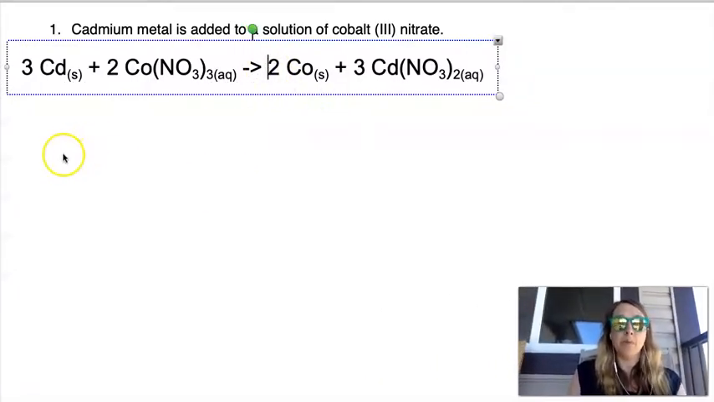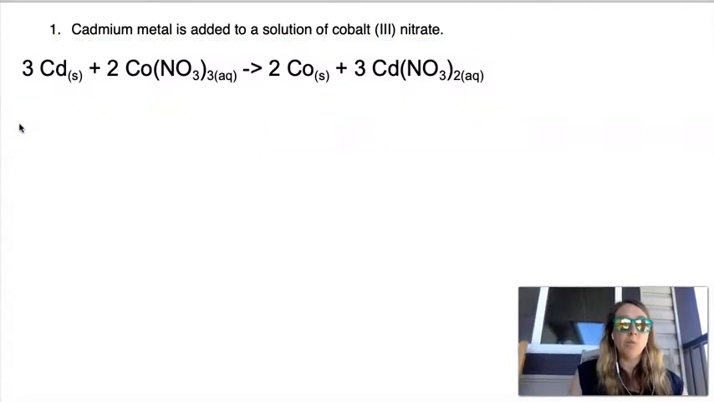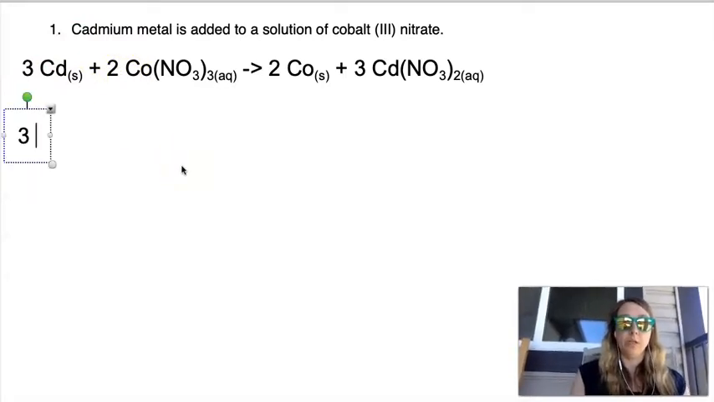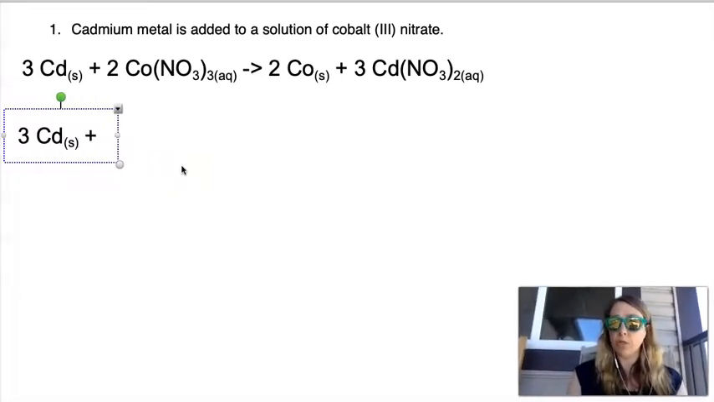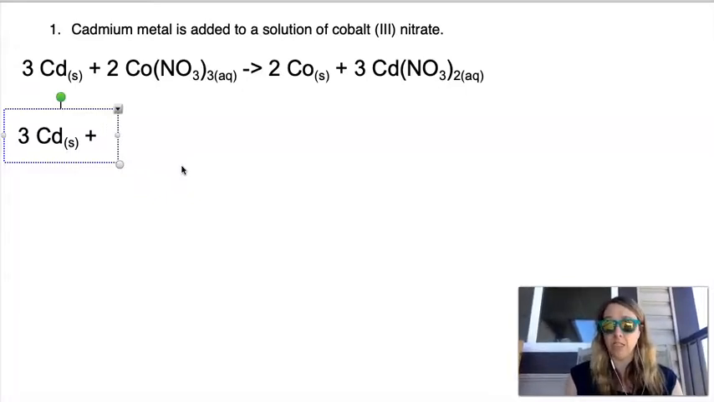Our next step is going to be to write that total ionic equation. So why this one is a little different is we have an element. When we have an element, we are not going to do anything to it. So it's going to stay exactly the same. So it's just going to be 3 Cd solid. Okay, we don't add a charge to it. We don't turn it aqueous, because if you took a silver necklace, let's say, and stuck it in water, it doesn't suddenly turn into silver ions. Or you go back an hour later, it's still a silver necklace sitting in water. So the elements are going to stay exactly the same.